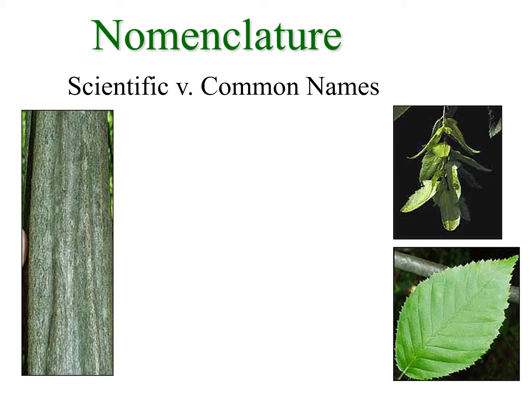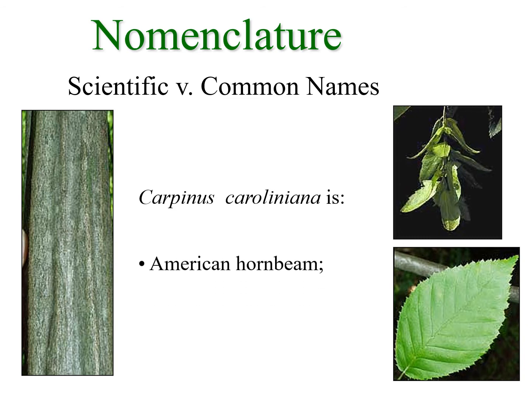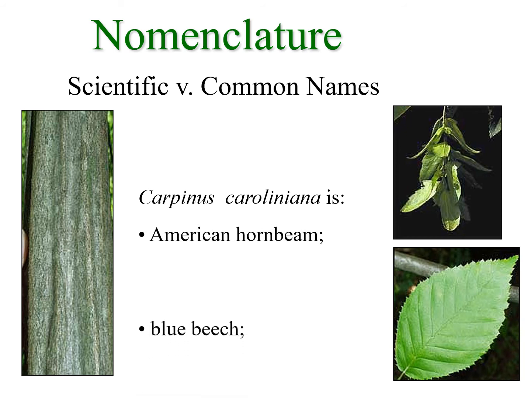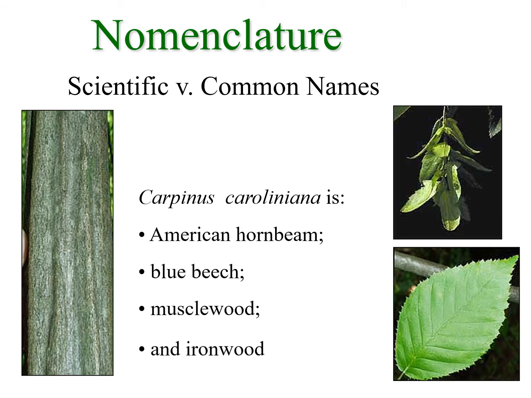When identifying tree species, it is important to understand the value of proper nomenclature, the scientific species name versus common names. Why is this important? As you can see from the photographs on this slide that are for Carpinus caroliniana, this tree is also commonly known as American hornbeam, blue beech, musselwood, and ironwood. If we were to go to a nursery and ask for ironwood, we may not get this exact genus and species.